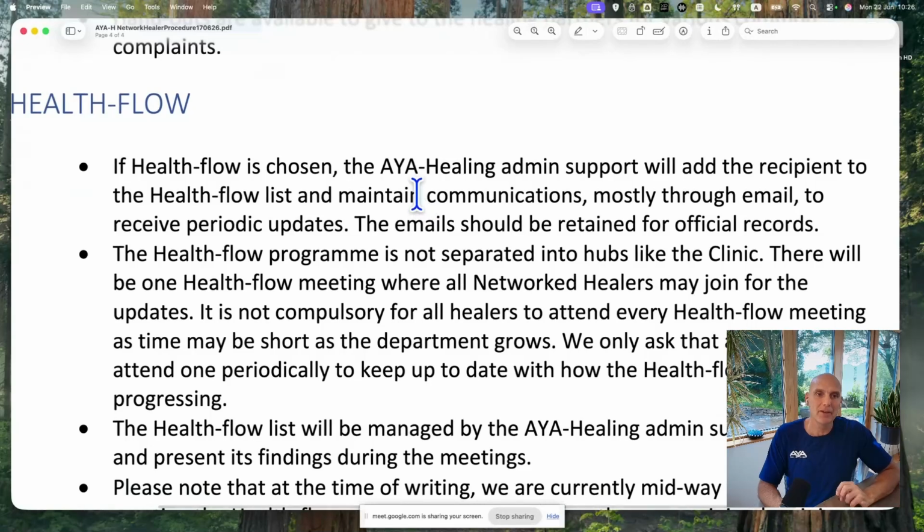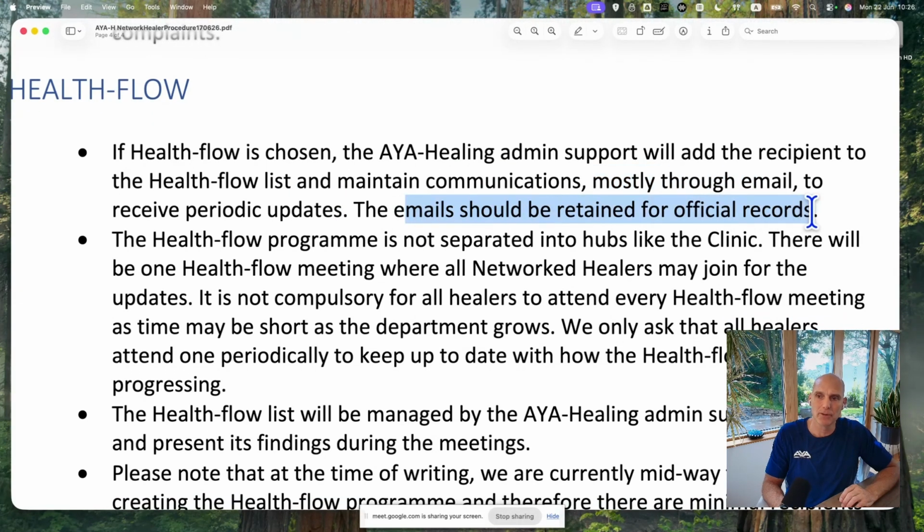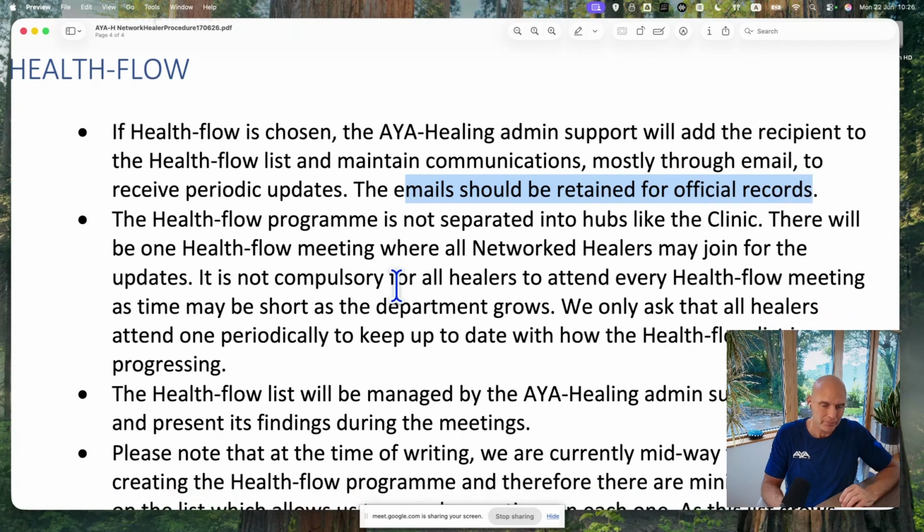Okay, if health flow is chosen, so right back to the joining form part 1, if it's decided that this person belongs on health flow, then the AYA Healing admin support will add the recipient to the health flow list and maintain the communications, mostly through email, and get the updates back through email. The emails should be retained for official records. Now, the reason for that is because the health flow list is going to get big. It's going to get big very quickly.